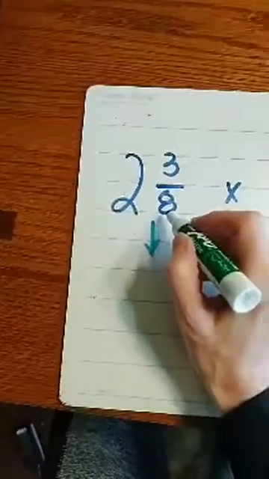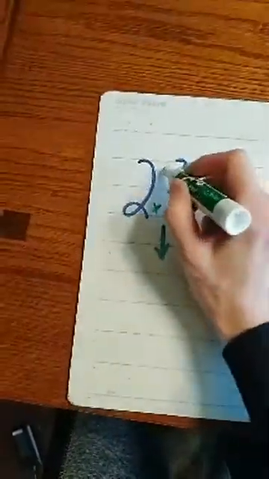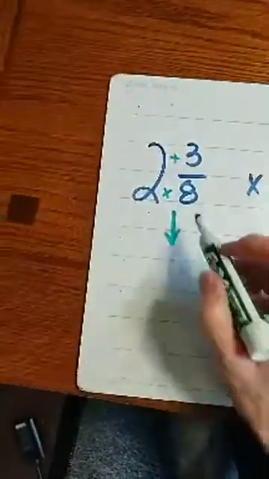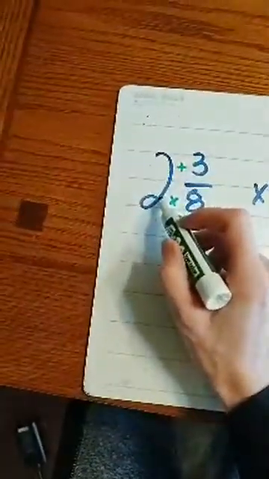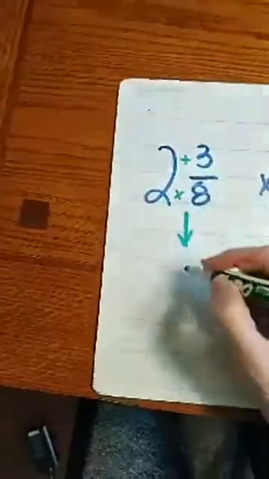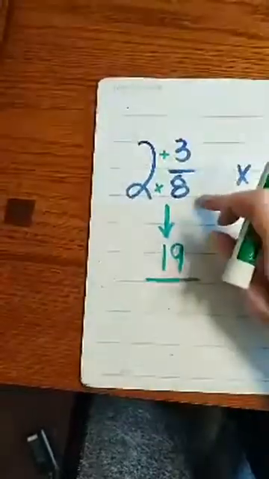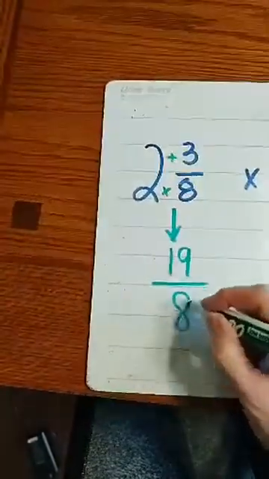So if you'll remember, when we make them improper, we take the denominator times the mixed number, and then we add the numerator. So 2 times 8 is 16. Add 3 to it, 17, 18, 19. That becomes our numerator, and our denominator stays the same.